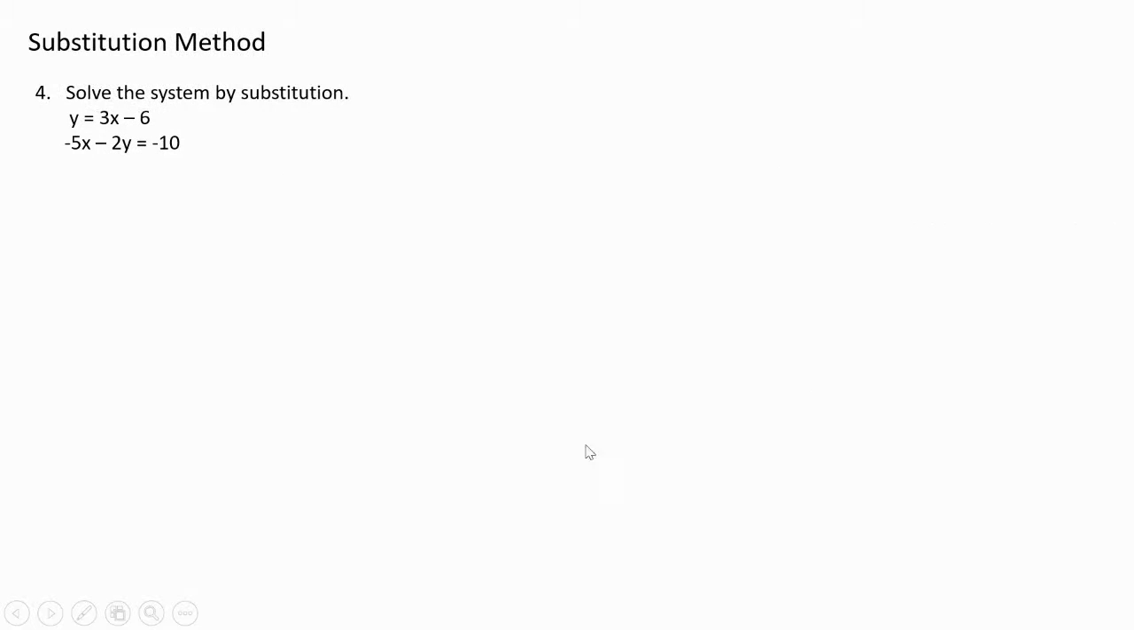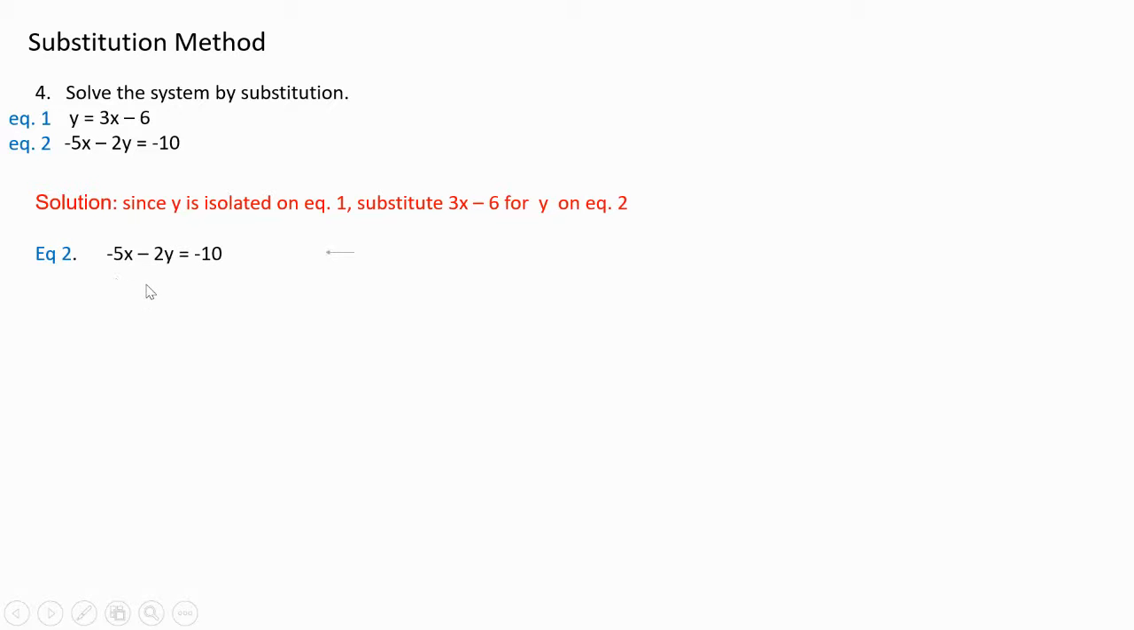Okay. Now I'm going to solve it by substitution. And all these 3 methods are explained in section 6.1. So really I'm covering 6.1. So solve the system by substitution. We have equation 1, equation 2. Solution: since y is isolated on equation 1, I'm going to substitute 3x minus 6 for y on equation 2. So I'm going to go to equation 2 and plug in 3x minus 6 for y.